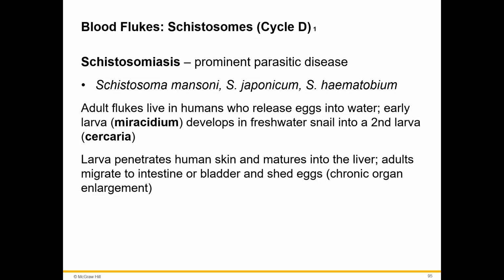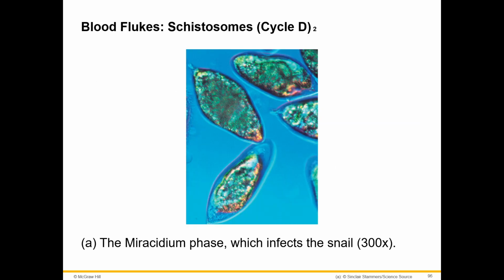Okay. These are words I don't need y'all to memorize, but that's the terminology for it. Basically, this larvae will then penetrate human skin. It enters through the skin, okay? It'll mature into the liver for liver flukes. And so the adults will then migrate to places like your intestine or your bladder, and that's where they completely shed their eggs. And then you get this horrible symptom of chronic organ enlargement, where your organs are becoming inflamed, and so they're getting larger.